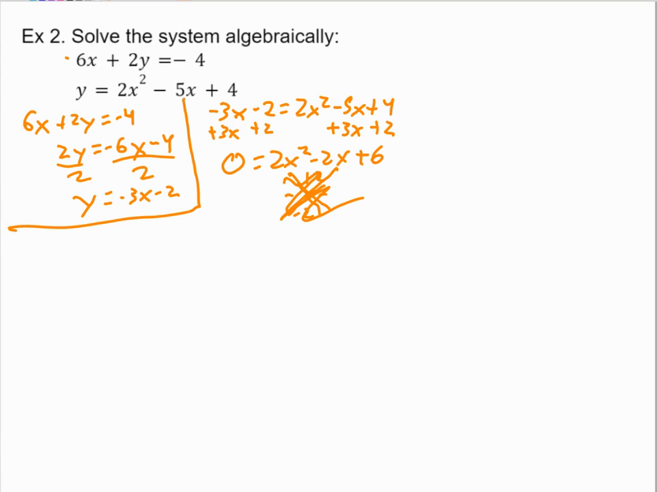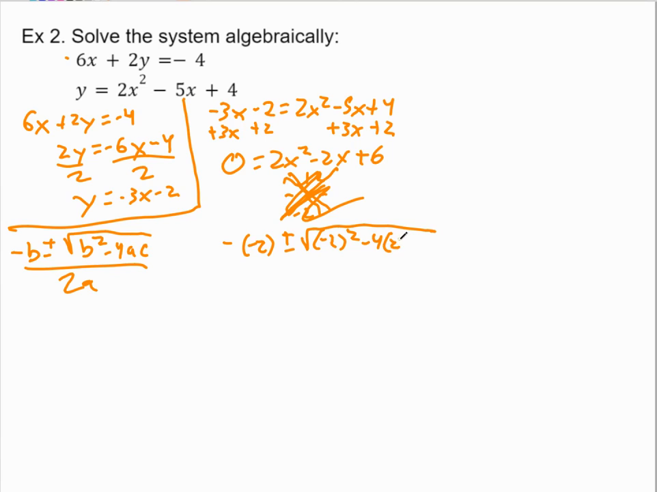I always default to the quadratic formula. So if you don't remember, quadratic formula: x equals -b plus or minus the square root of b squared minus 4ac, all over 2a. I'm going to plug my numbers into this formula. So I've got -(-2) plus or minus the square root of (-2) squared minus 4 times 2 times 6, all over 2 times 2.